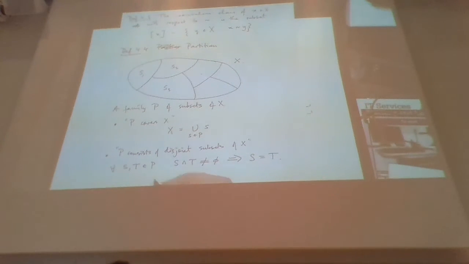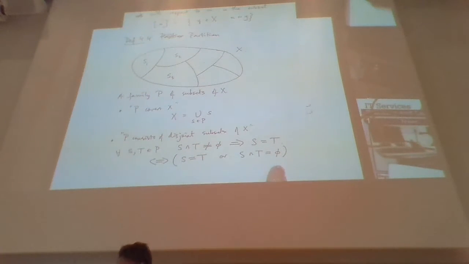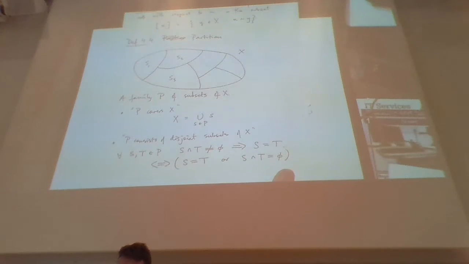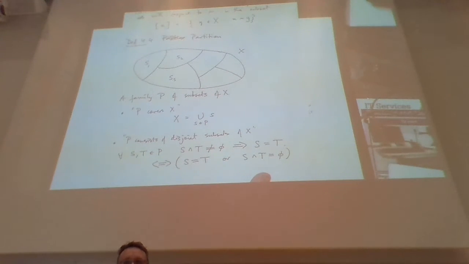Or another way to think about that condition, equivalently, you can say S equals T, or S intersection T is equal to the empty set. And that's maybe a more natural way of saying it, but ors between two statements can always be turned into implications. If you say A or B, you can always encode that by saying not A implies B. It's an equivalent statement to A or B.